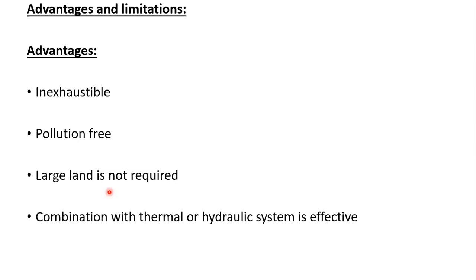And the last one is peak power combination with hydraulic and thermal systems. It is proved to be effective. When the peak power demand occurs, if you combine this tidal power plant with other sources such as thermal or hydraulic systems, it works effectively. These are the advantages of the tidal power plant, and now we will see the limitations.